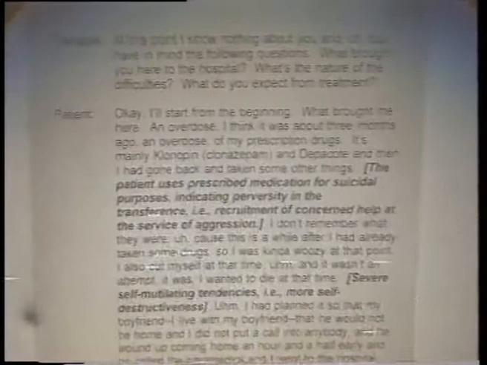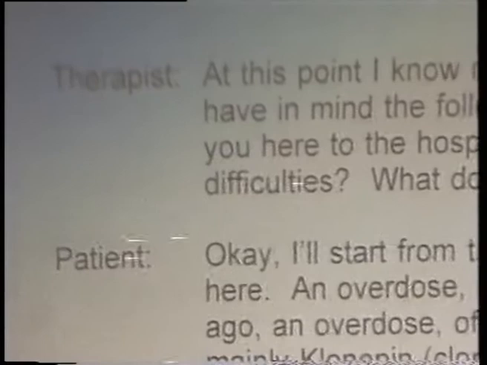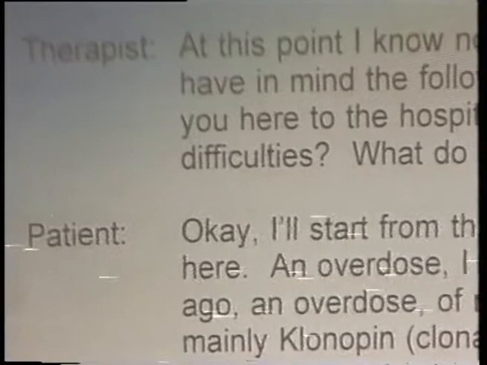So, one reason his task is going to be difficult is this is a literal typing by one of my secretaries of the conversation.